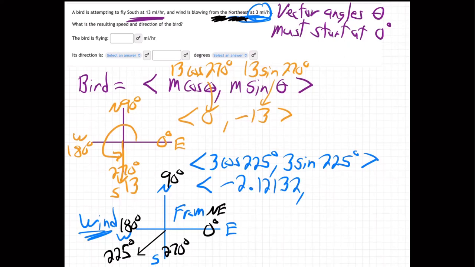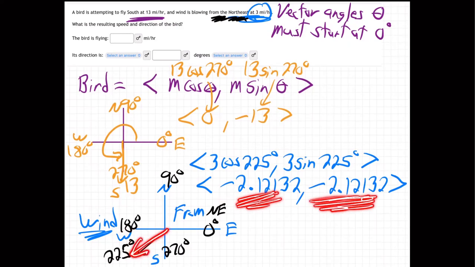And this is the same thing. And that makes sense, doesn't it? This is flying down and left, negative and negative, down and left at the same amount. Sorry, that's the wind, not the bird. That's the wind vector. That's how the wind is blowing from the northeast, blowing that way. And then here's the bird vector, okay?